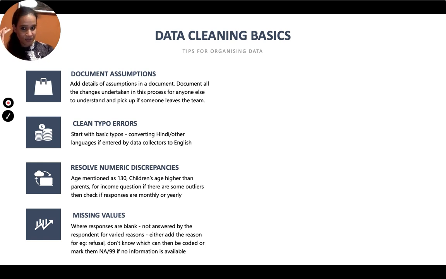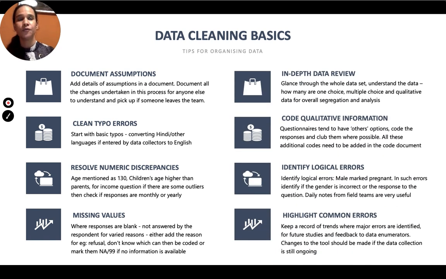Now, if a response is blank, we need to ensure: did the person not answer the question, did the person not know, did the person refuse, and then we need to code them appropriately. Because if it's just blank, then that doesn't give us any information. So we need to mark them as don't know, refused, etc.